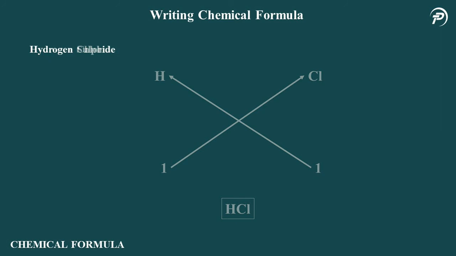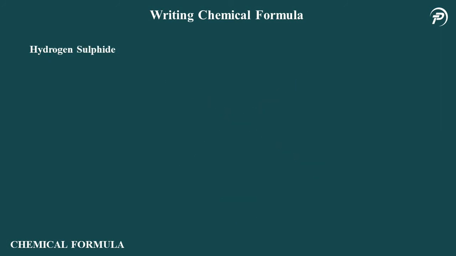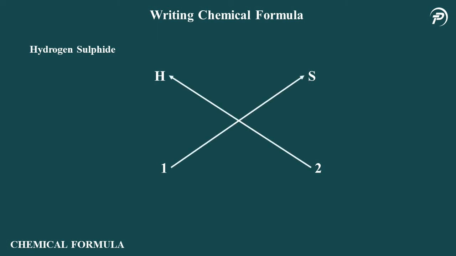Second example is hydrogen sulfide. To write the formula of this compound, first we have to write the symbols of constituent atoms, which are hydrogen and sulfur. Then their valencies just below the symbols, which is 1 for hydrogen and 2 for sulfur. Now we have to cross write the valencies in subscript with another atom of the compound. And that is how we got our formula, which is H2S.